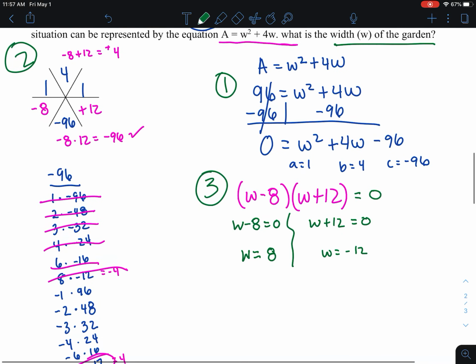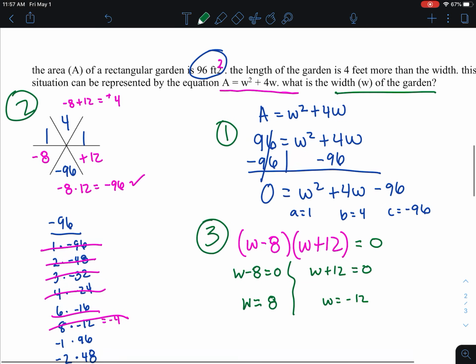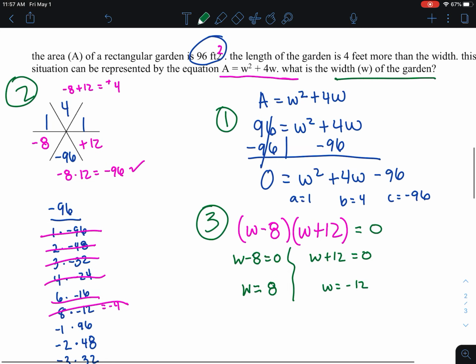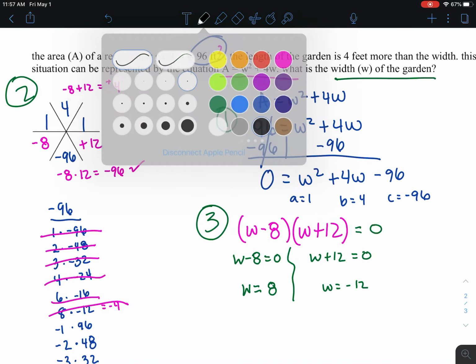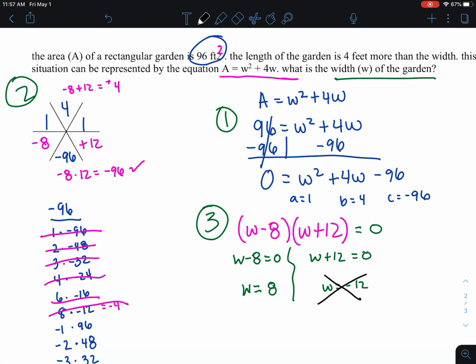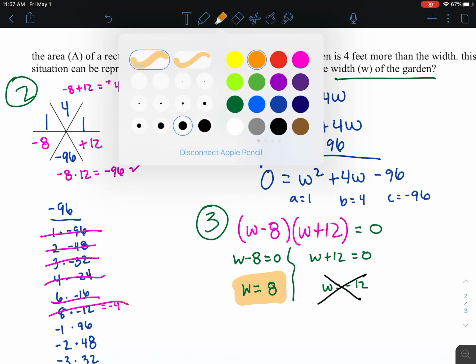They want to know the width of the garden, right? So yeah, you're going to say, oh yeah, my width is 8 and my width is negative 12. But when we're talking about real world, just kind of pause and check. If you're talking about the width of something, can a width ever be negative? Widths can never be negative, so I will not say my width is a negative 12 feet. But I can say my width is a positive 8 feet, and that's all I'm going to say.